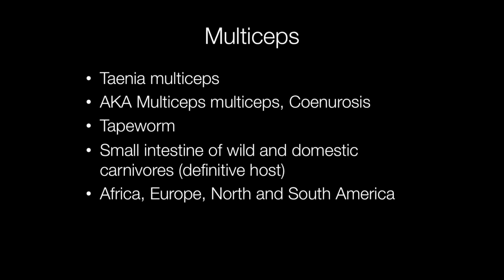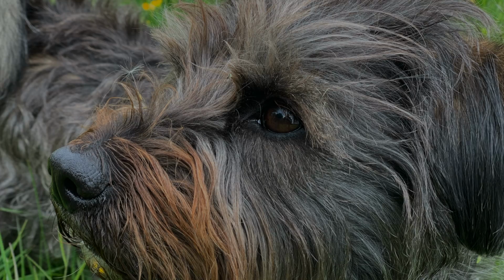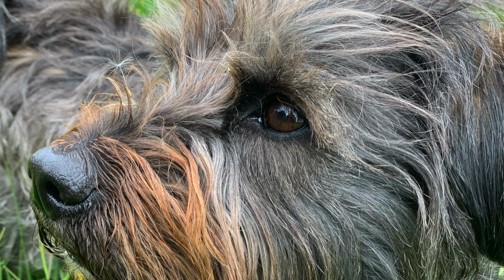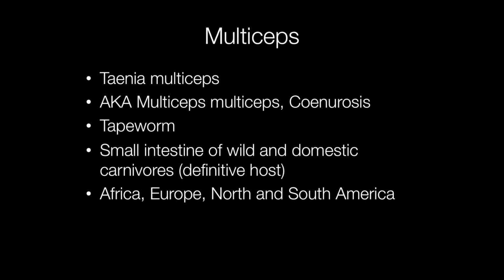Taenia multiceps is a tapeworm that is a parasite that can affect human beings. Other terms for it include Multiceps, which is an older term, and also coenurosis. The definitive hosts for multiceps are wild and domestic carnivores, including foxes, wolves, and dogs. And multiceps is a particular problem in Africa, Europe, North and South America.